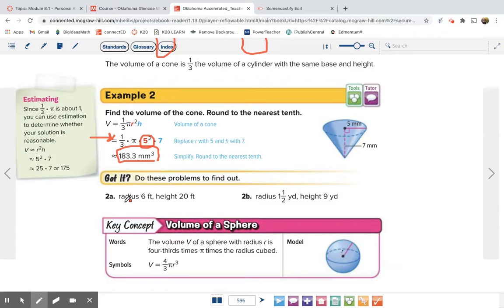Okay, so let's do, I'll just have you go ahead and do both of them. Do 2A and 2B. Pause the video, and then I will go over it with you.